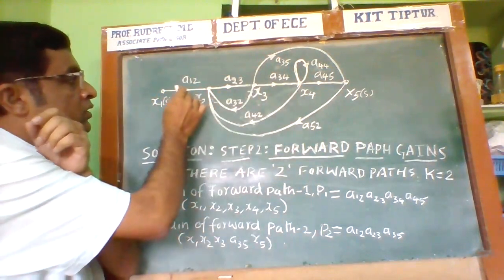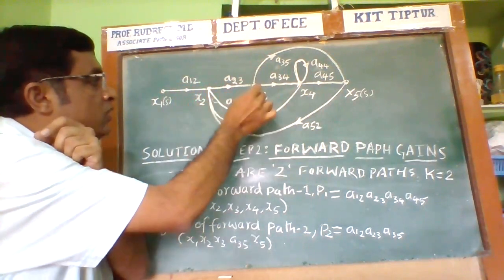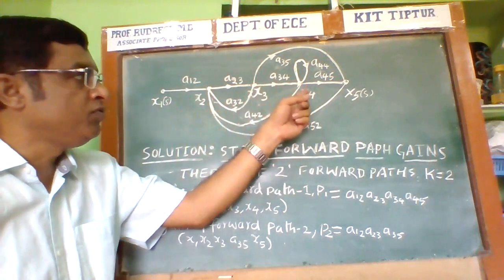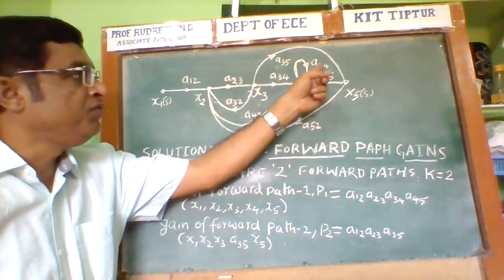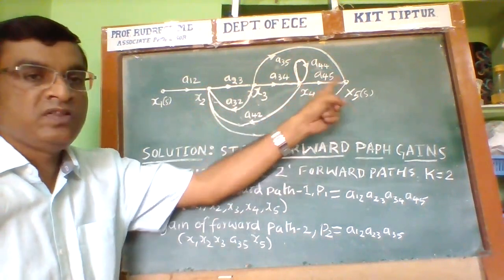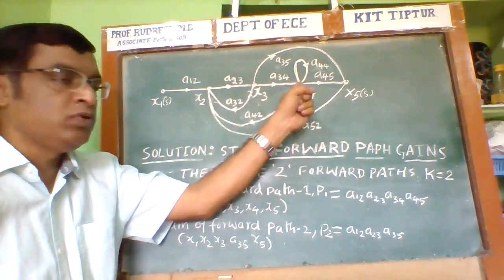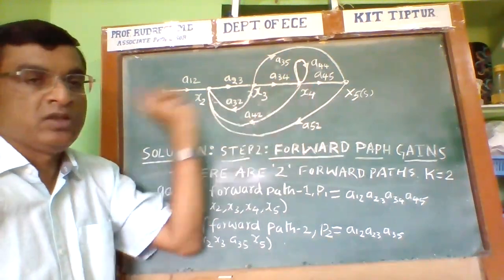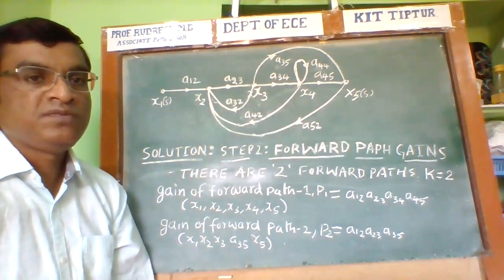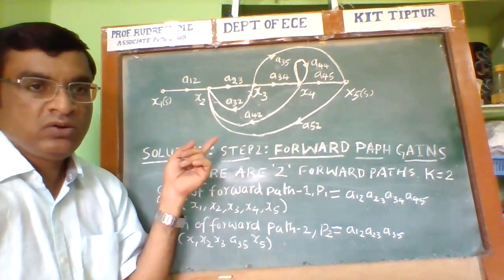If I go from the X1 node, X2 node, X3 node, and X4 node, and then take A44 to reach the same node X4 again, and then X5, this is not a forward path, because once we cross the X4 node, we cross the same node again. A forward path is a path starting from the input node and ending at the output node without crossing any node more than once.